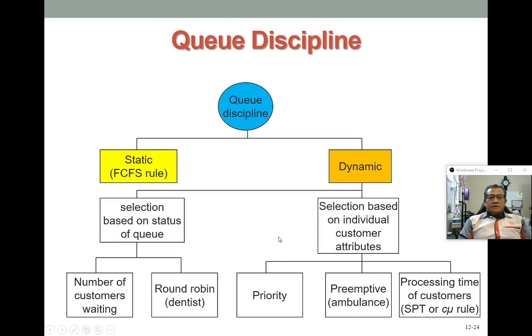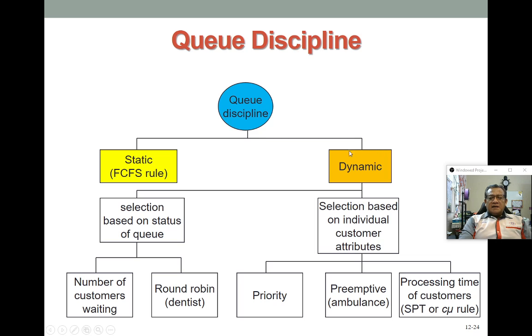Okay, let's take a look at the structure of the queue discipline. Okay, queue, which is a line, or people who are taking turns to get service. It's the queue discipline. There are 2 approaches in seeing how it works. First is static. It is the approach of first come first serve rule. Whoever comes first will get the service.